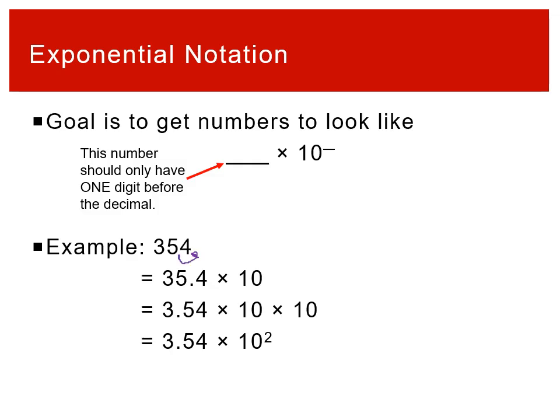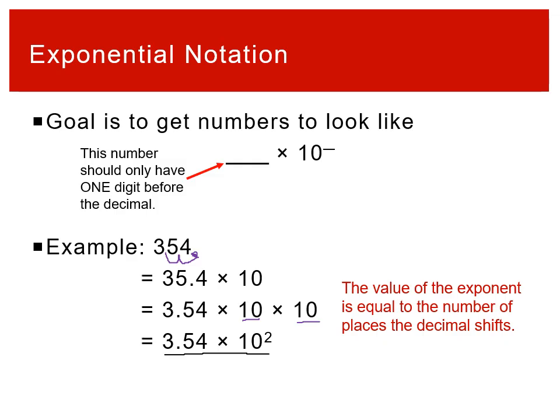So we have to move it once, twice. And so that would be the same thing as times 10 times 10, or basically pulling out a 10. So 354 is the same value as 3.54 times 10 to the 2nd power. And we can see that you can figure this out. You don't necessarily have to be doing division. You can just be counting those shifts in the decimal place, right? We did 2 shifts, there's 2 tens.